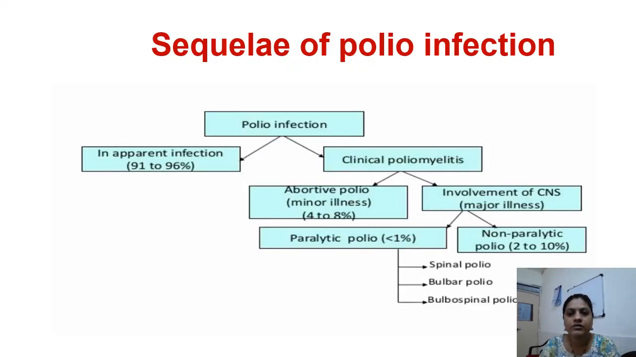Now, what are the sequelae of polio infection? In around 91 to 96% of cases, the infection is inapparent. There are no manifestations and no clinical features; the children get infected and remain totally asymptomatic. In 5 to 10%, there is clinical poliomyelitis, or poliomyelitis accompanied with symptoms. Among them, 4 to 8% have minor illness, called abortive polio, and only 1% have the major illness. Among those having major illness, less than 1% suffer from paralytic polio, while the rest have non-paralytic polio.